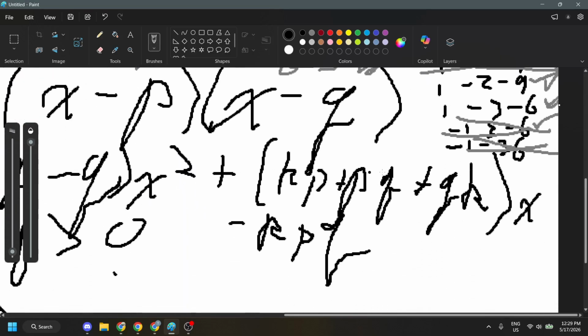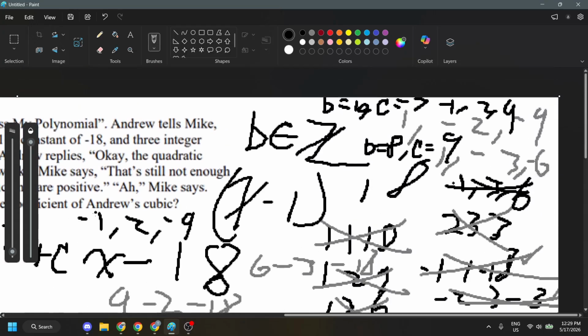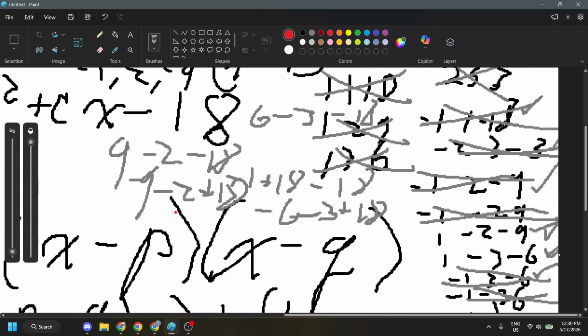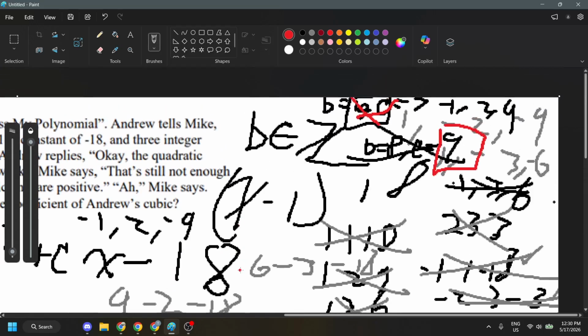Oh, what would this one be? This would be 9 minus 2, minus 18, which is negative. So I don't think it could be this one. I think it has to be 10. Let me check. I'm not sure. Nope, I was close. It was actually 9, but with 8, I don't know exactly what I did wrong, but I was on the right track somewhat. No, I got it wrong.